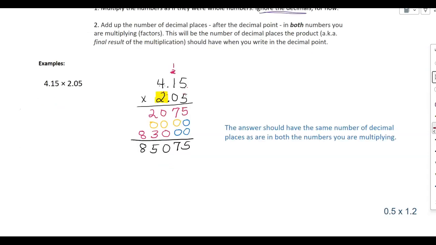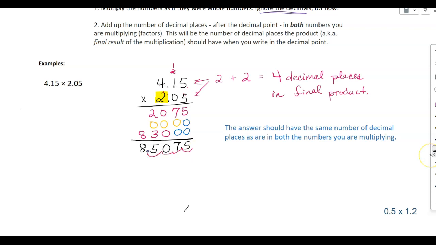Bring that 8 down. You want to keep in mind that your answer should have the same number of decimal places as in both of the numbers that you're multiplying. So here we have 2, right? Decimal places. And in the second one, we also have 2. So our final answer will have a total of 4 decimal places. So we'll start here, 1, 2, 3, 4. Okay, so our final answer is going to be 8.5075. Okay, so if you have any questions, let me know. Keep practicing.